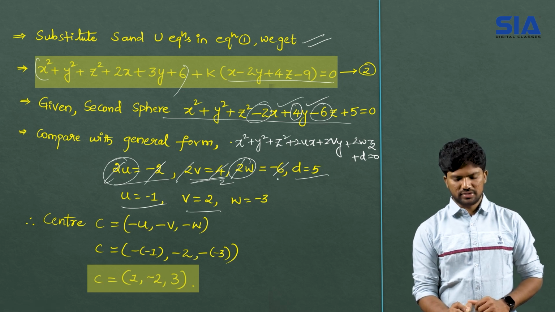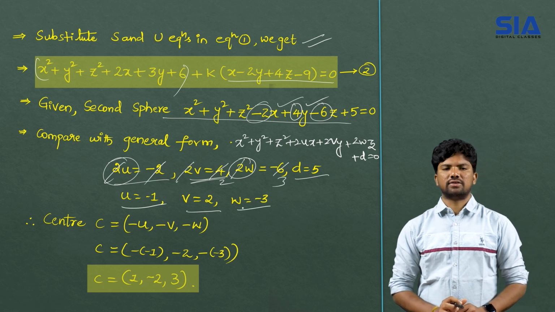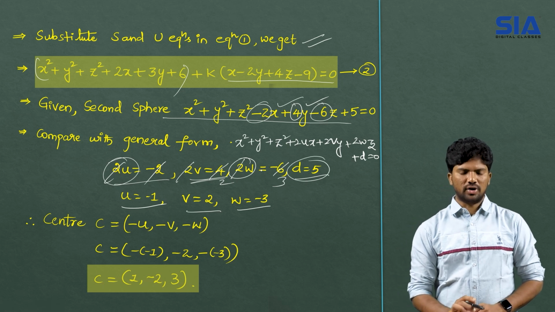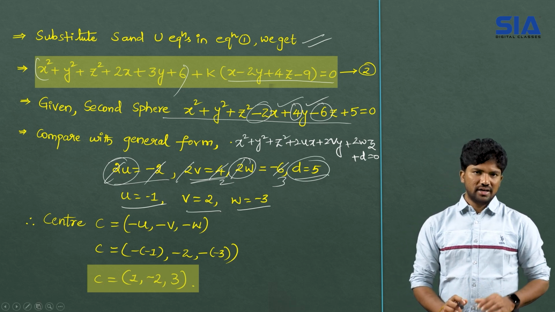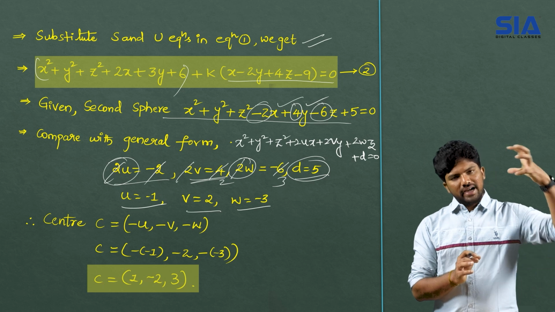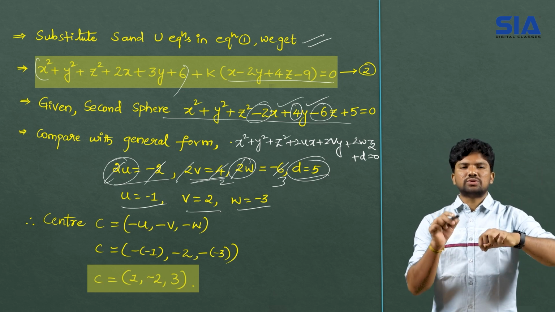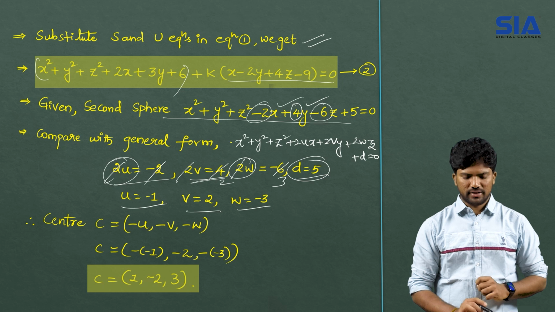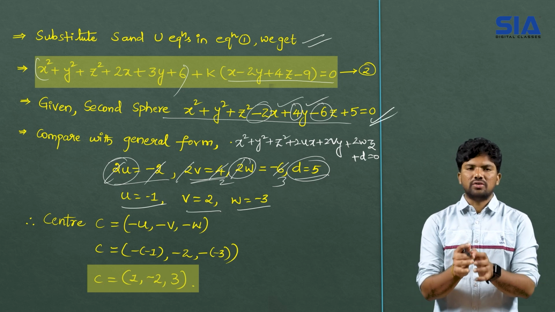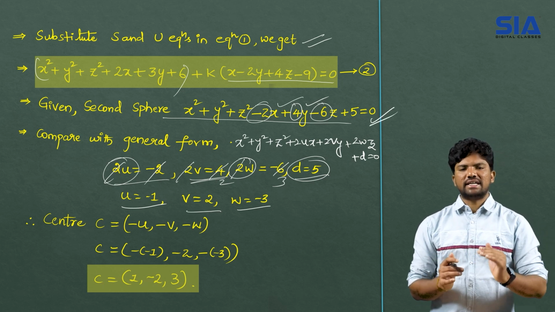So 2 ones are 2, 3 threes are 3, so we can write w is equal to minus 3, and d is equal to 5. Now what they are saying is: required sphere passing through the center of the second sphere. This is the second sphere. So now we have to find the center of the second sphere.